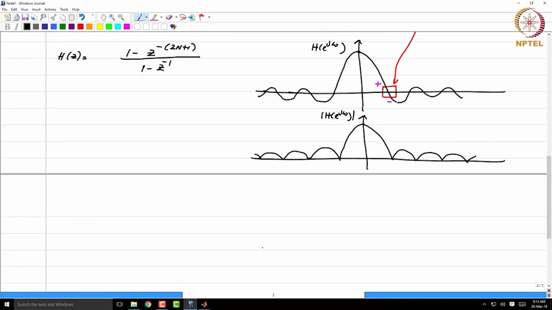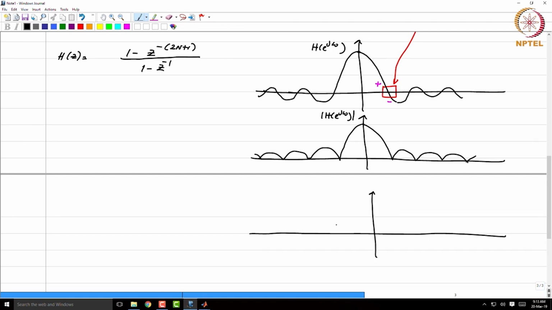What about phase? So, between these 2 points, H of e to the j omega is a positive quantity, a non-negative quantity, and the phase of a real number that is non-negative is 0. Therefore, the phase response is like this, 0.